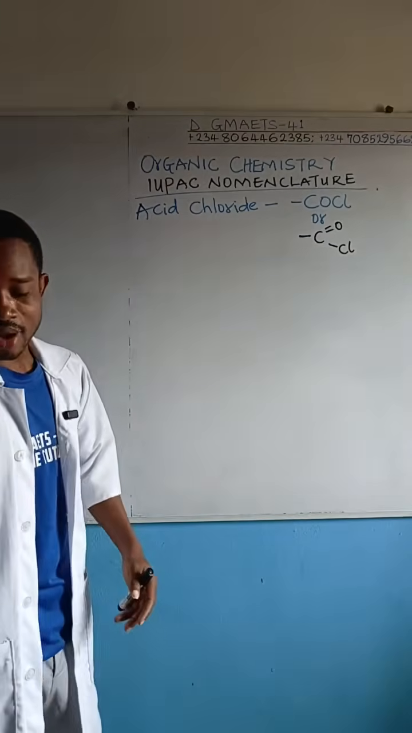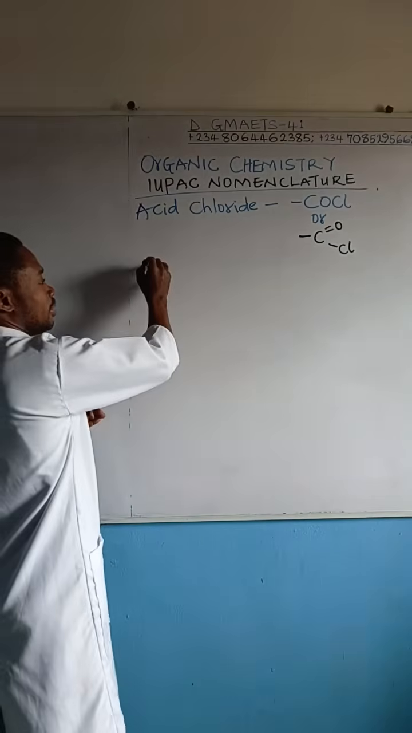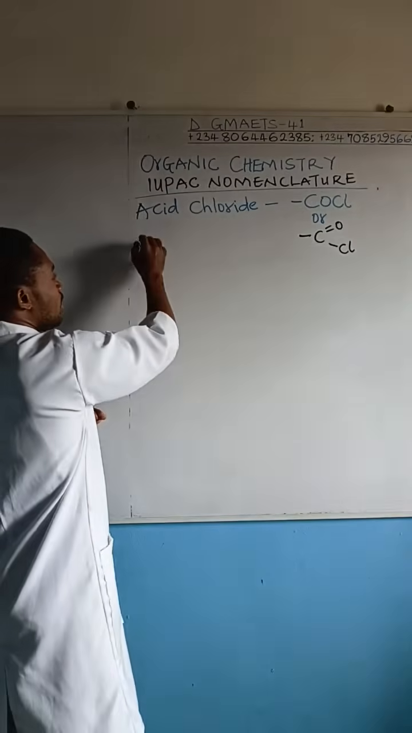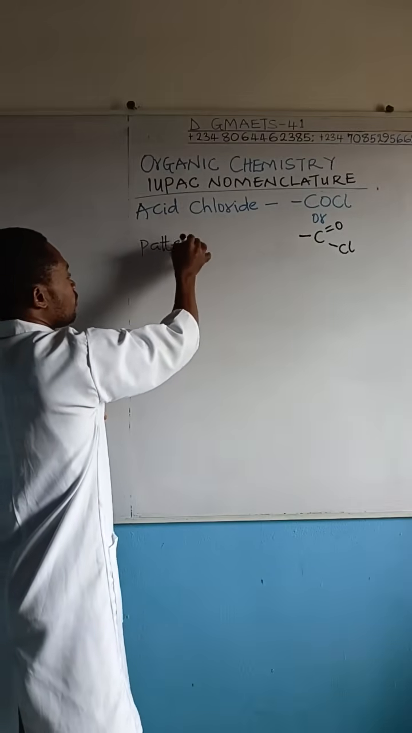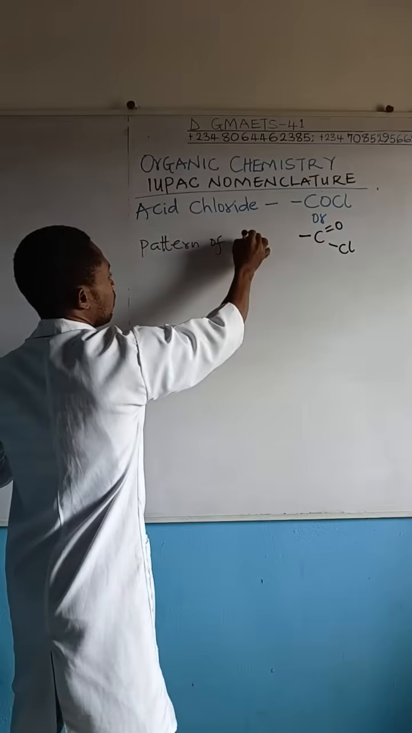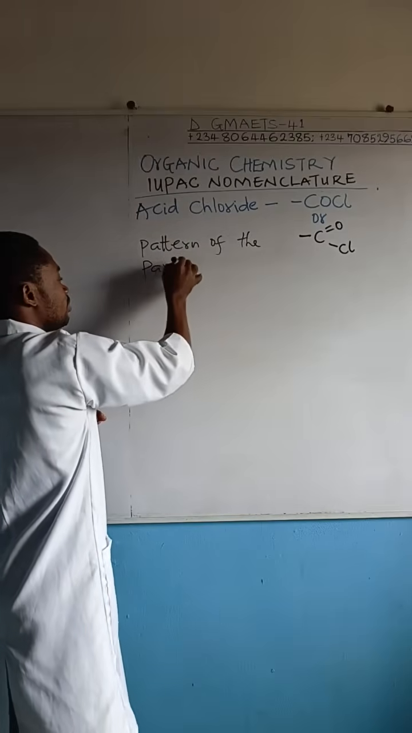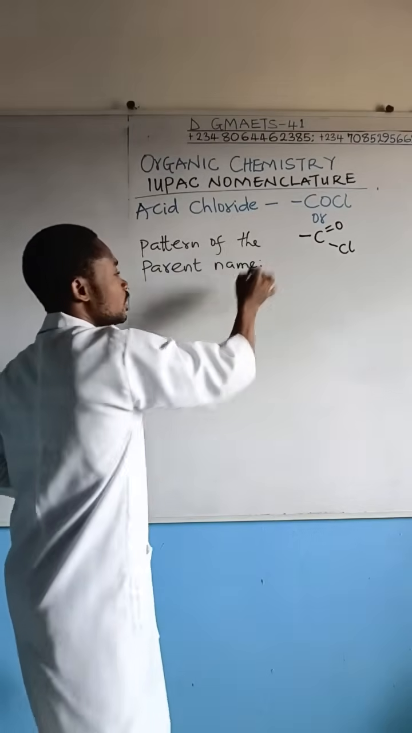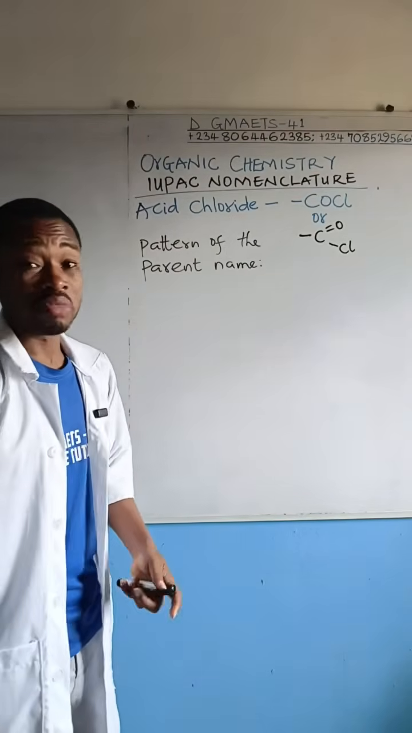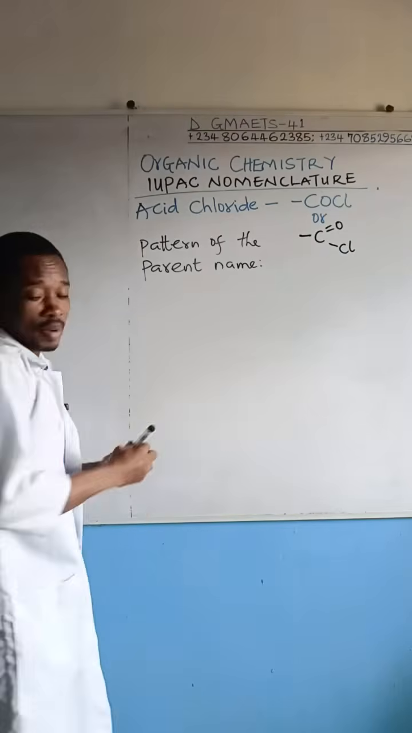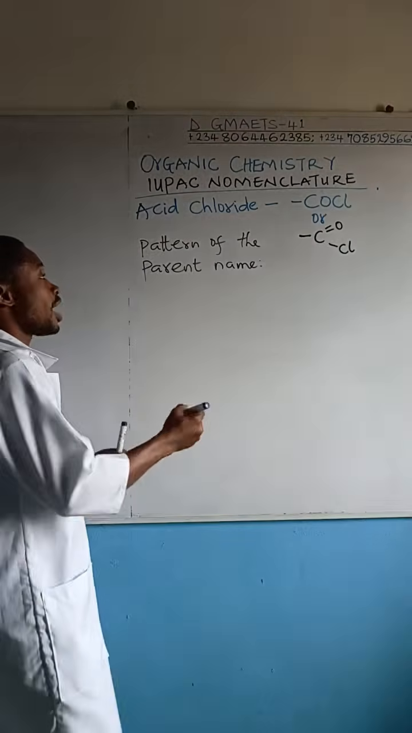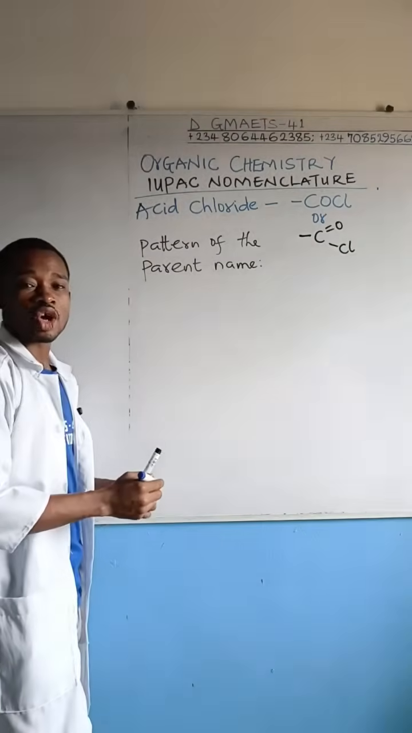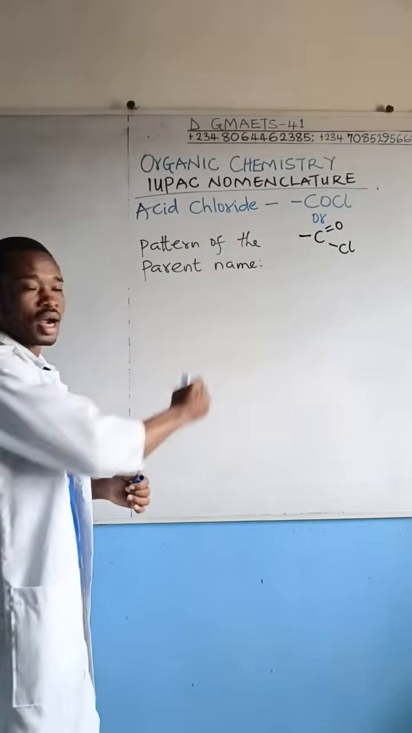So that is it. Now, what is the pattern of the parent name? That is how you give the name of the parent. Like I said, it's very important. You must always know that. Now, the parent name of this acid chloride goes as alkanoyl chloride. Alkanoyl.